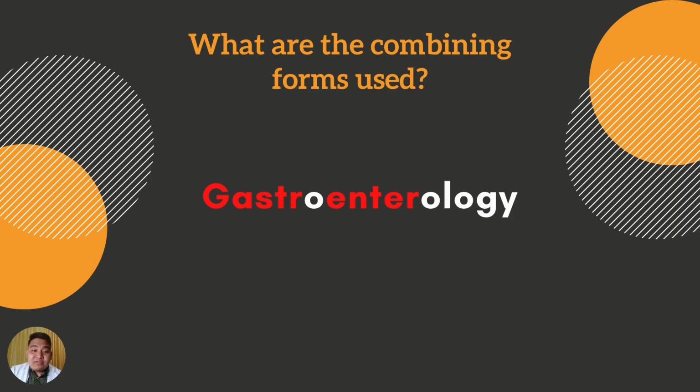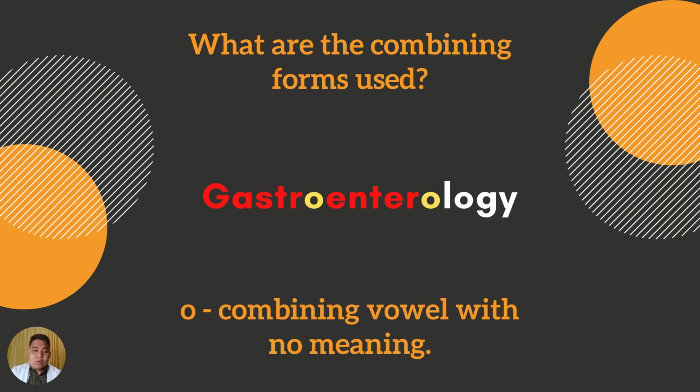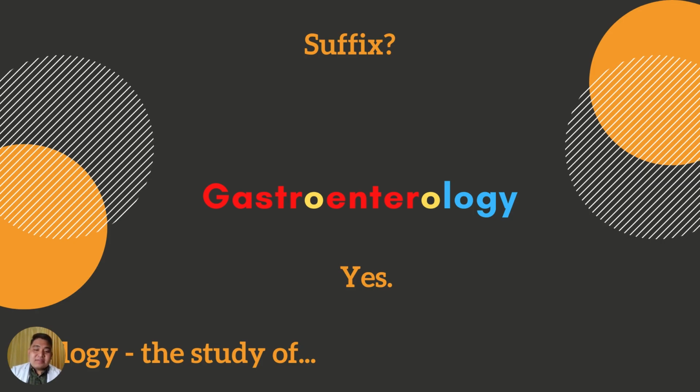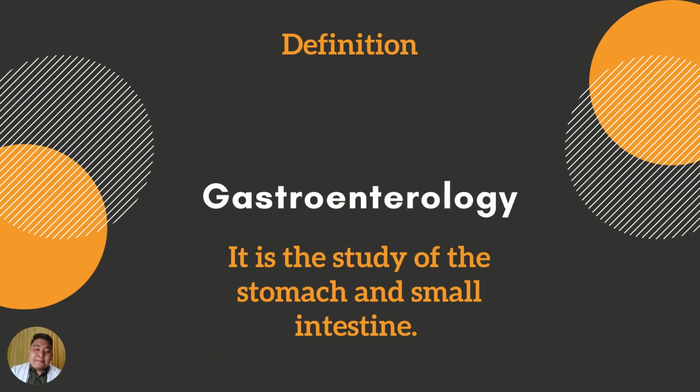So what are the combining forms used in this term? We have two combining vowels used in this term, two vowel Os, which have no meaning but serve as combining vowels. Now we also have the last part. What is the suffix in this medical term? We have logy, which means the study. So if we define the term, it is the study of the stomach and the small intestine.